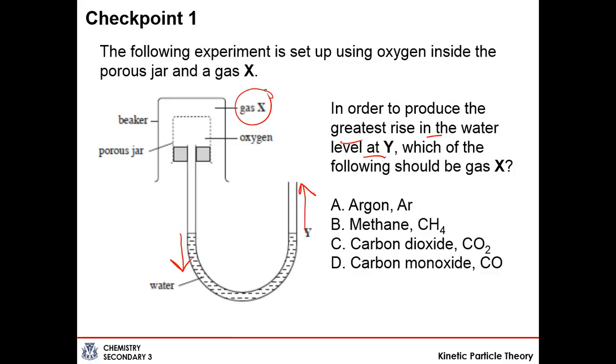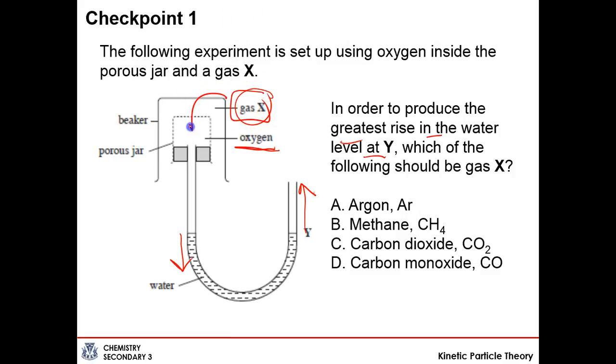So let's explain this question in more detail. In order for this water level here to go down, something from here must push the water downwards. So there must be a gas inside here, and this gas inside here is oxygen. So how do you make the gas inside here push this water level downwards? There must be more gas inside the porous jar. More gas. So how do you get more gas in the porous jar?